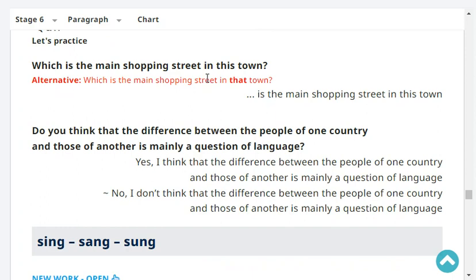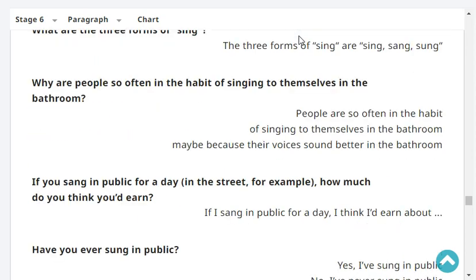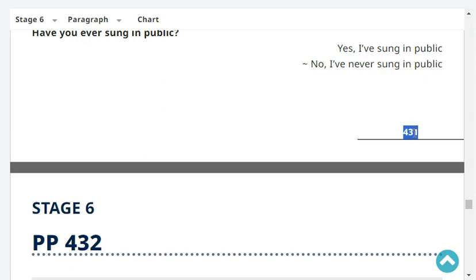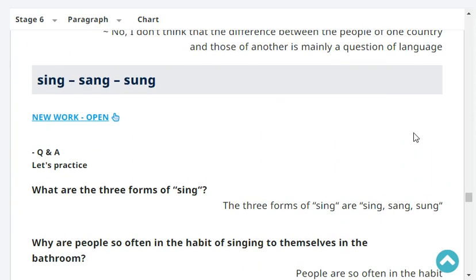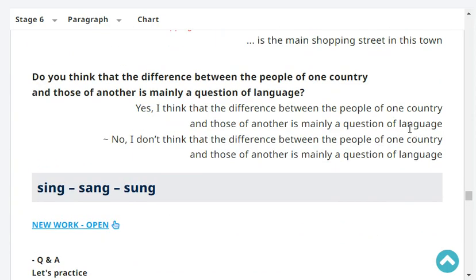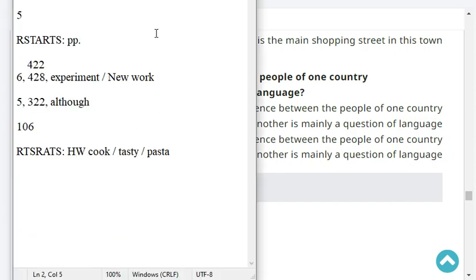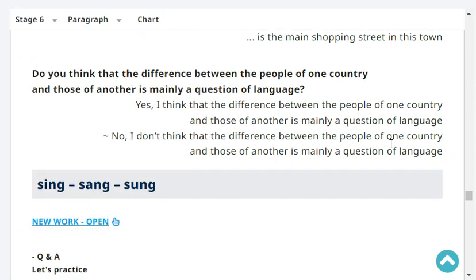Do you think that the difference between the people of one country and those of another is mainly a question of language? Yes or no? Yes, I think that the difference between the people of one country and those of another is mainly a question of language. Very good.